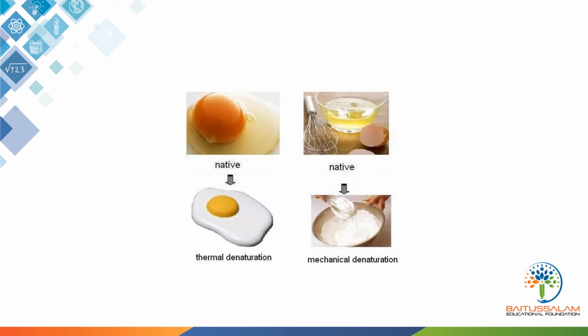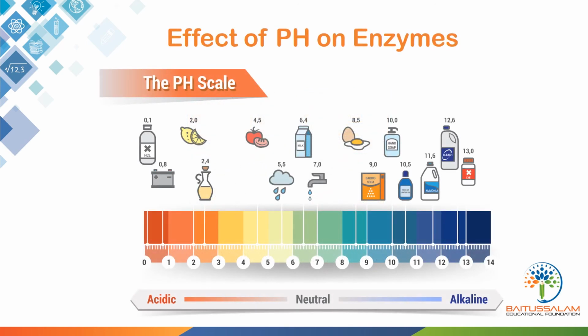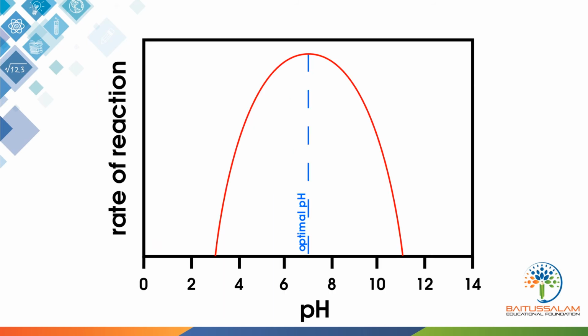An example of a protein denaturing is the cooking of egg white, made of the protein albumin. Raw egg white is liquid, transparent and colorless, while cooked egg is white. Changes in pH also alter an enzyme's shape. Different enzymes work best at different pH values. The optimum pH for an enzyme depends on where it normally works.